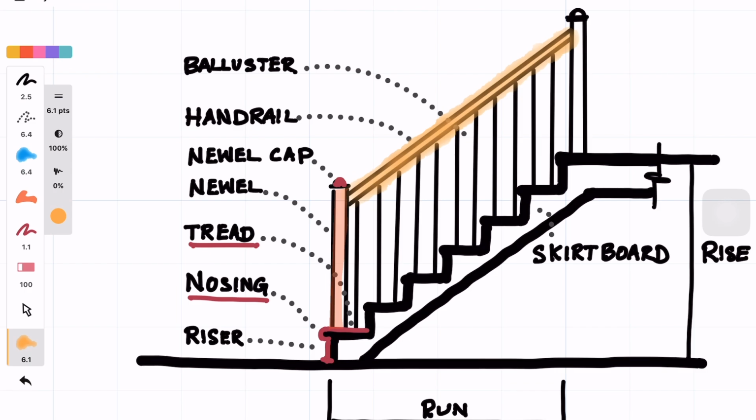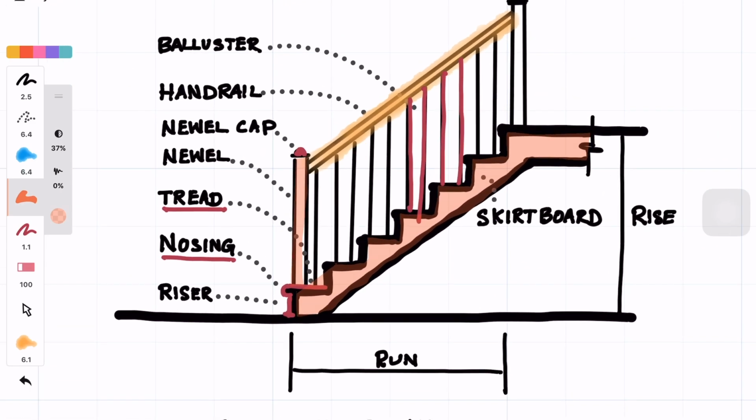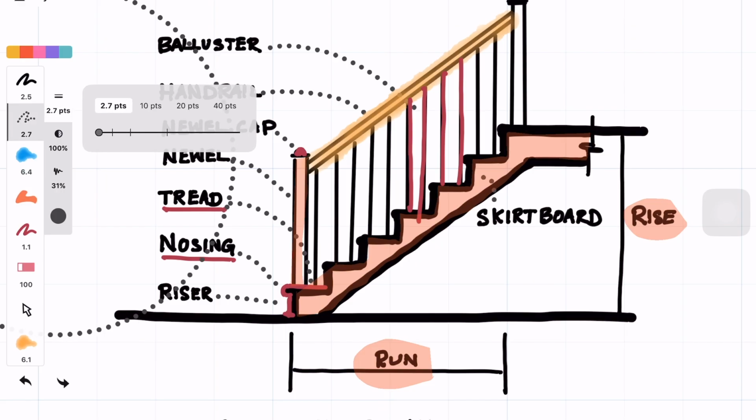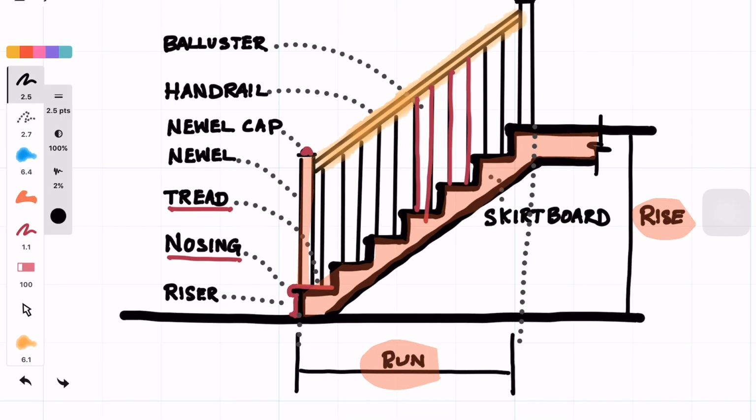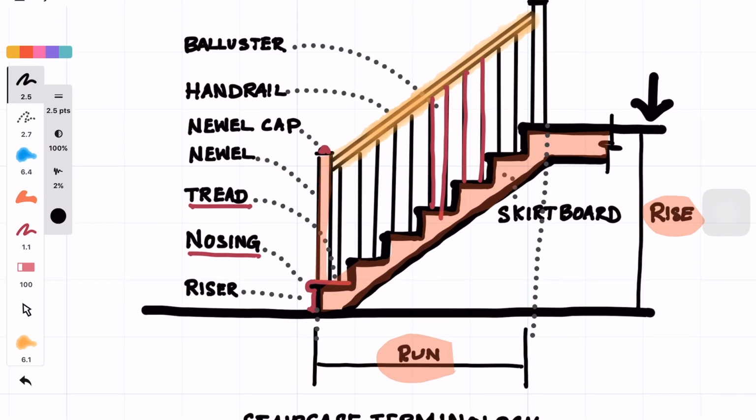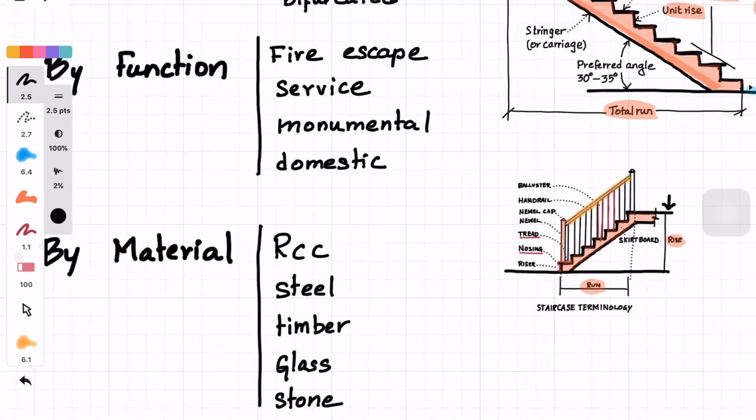These vertical elements are called baluster. This vertical element to support handrail is called baluster. The sideboard to cover the stringer beam is called skirt board. And this total height is called total rise. This is called total run. This is the overall distance and this is the overall height from the floor to the top of the landing.